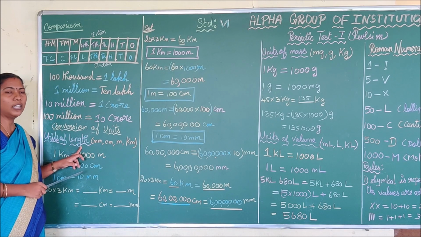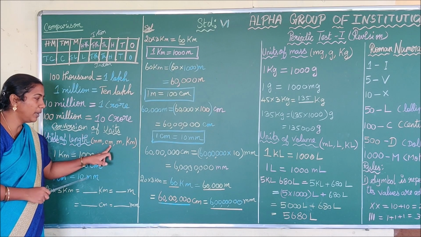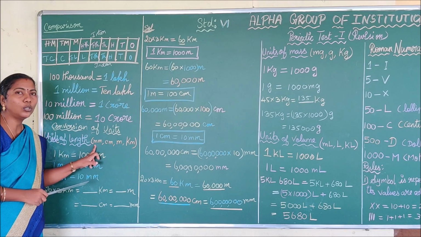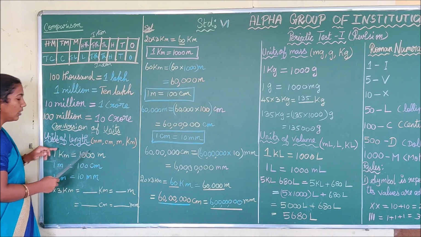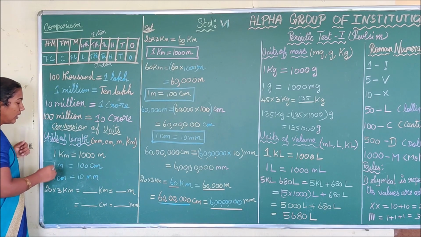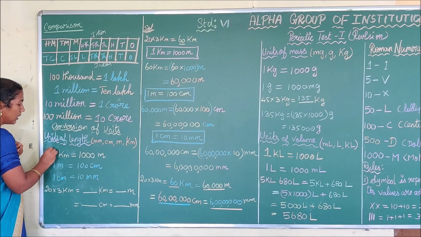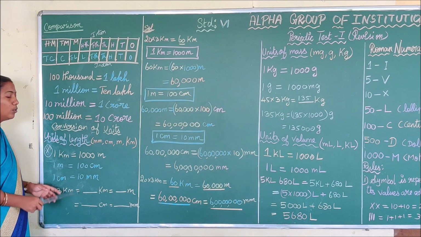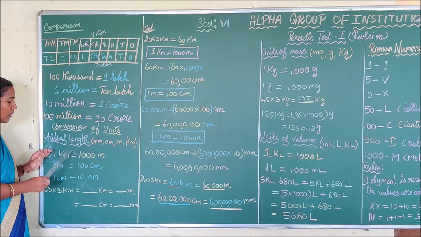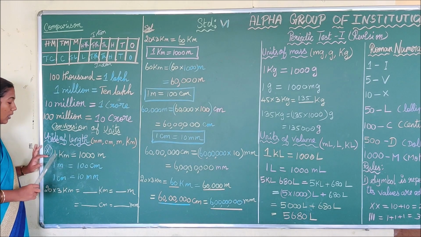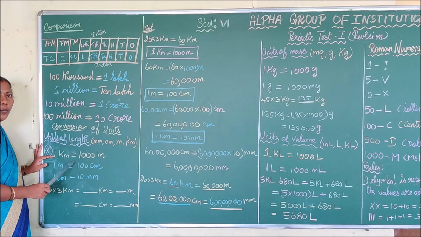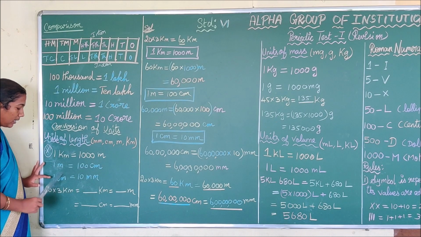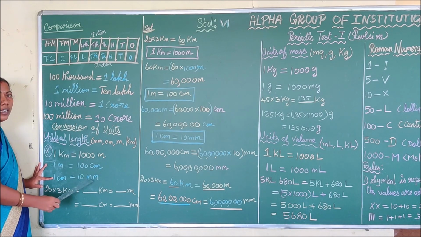What are the units of length? Millimeter, centimeter, meter, kilometer. I have written them in the order of smallest to highest. Okay. We have the conversion formula for them. Definitely you have to memorize this formula. Based on this formula, you will have one more question and also you have to do the calculations. So further you have to memorize these three formulas. 1 kilometer equal to how many meters? 1000 meters. 1 meter equal to 100 centimeters. 1 centimeter equal to 10 millimeters.